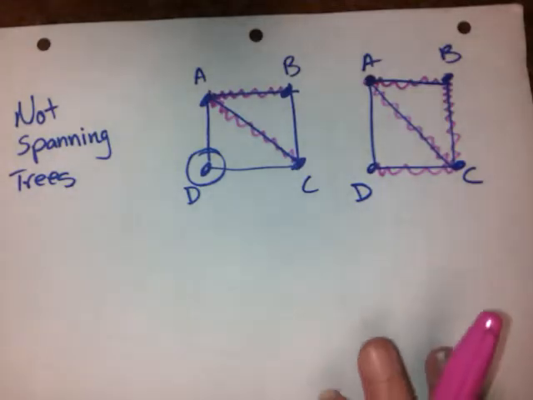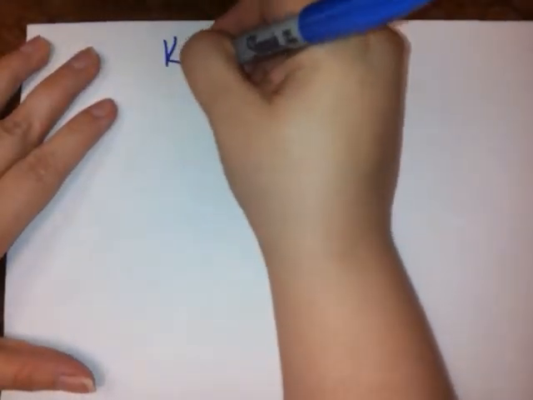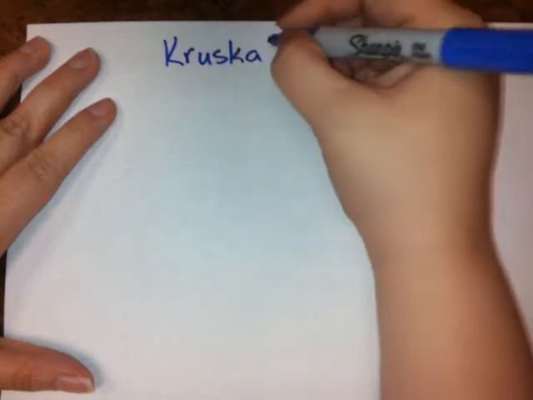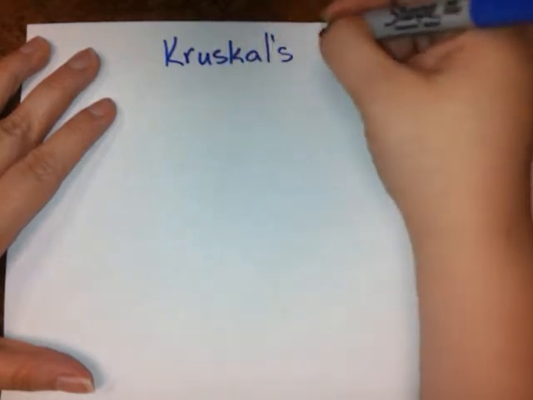So, last but definitely not least, we need to take a look at Kruskal's algorithm. So this is how we find spanning trees in our graphs, but a very specific kind of spanning tree. So let's talk about it. Kruskal's algorithm.